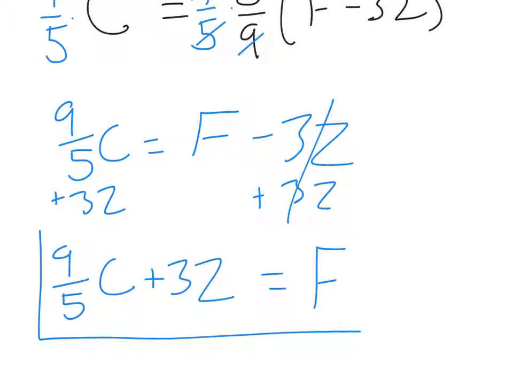So this is the same formula, but now that it's solved for F, this formula now converts degrees Celsius to Fahrenheit. So if you have a temperature in Celsius, you plug it in, multiply by 9/5, add 32 to it, and it spits out the temperature in Fahrenheit.